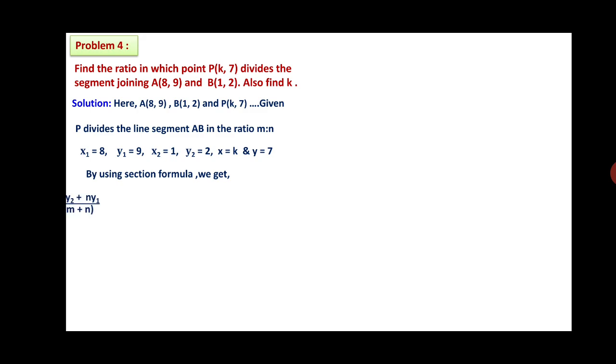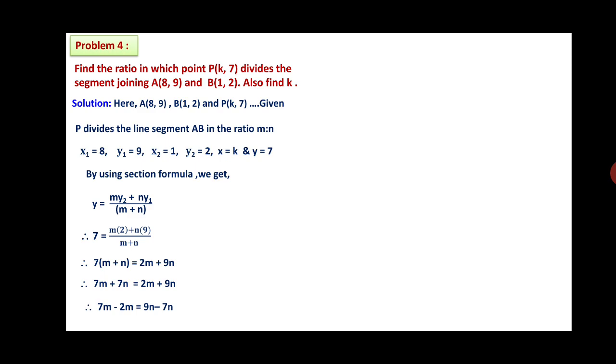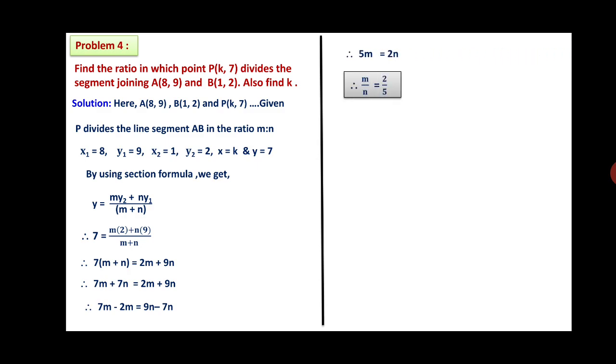By using the section formula, we get y is equal to (my2 + ny1)/(m + n). Therefore, we substitute the above values: 7 is equal to (m times 2 + n times 9)/(m + n). Now cross multiply. 7 into (m + n) will be equal to 2m + 9n. Solving the bracket on the left hand side, 7m + 7n will be equal to 2m + 9n. We'll bring m to one side: 7m - 2m is equal to 9n - 7n. Therefore, you will get 5m is equal to 2n. Therefore, m/n is equal to 2/5. We got the ratio here.